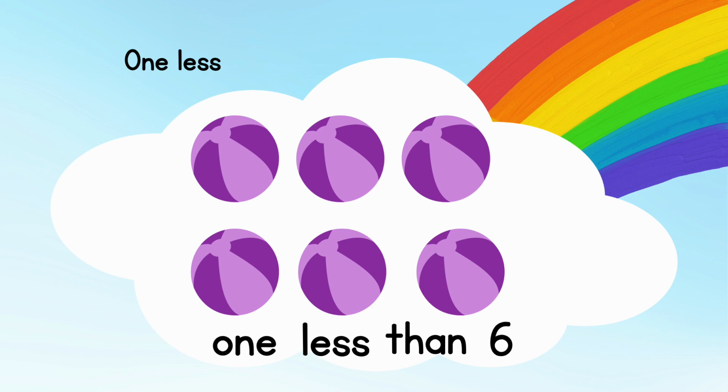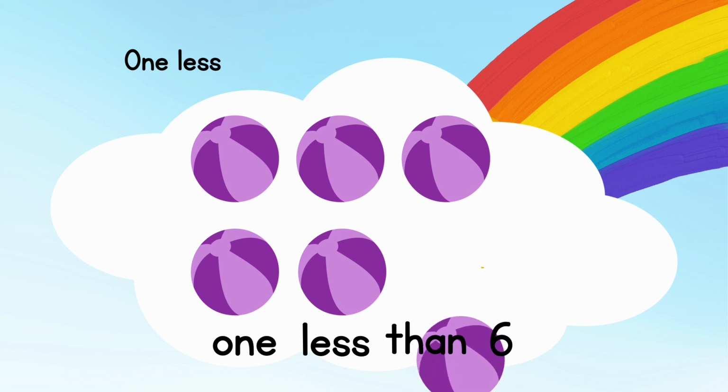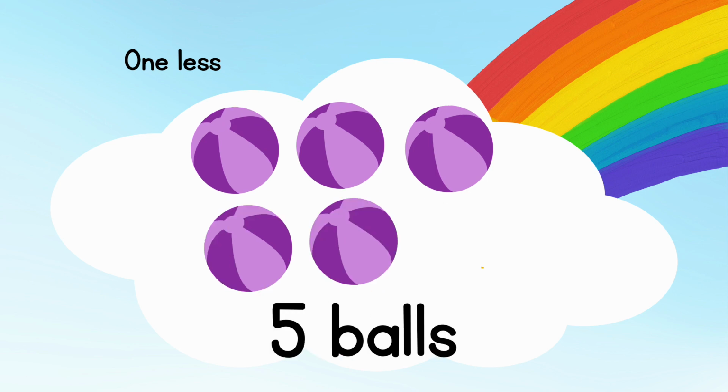6 beach balls. Let's count them. 1, 2, 3, 4, 5, 6. 1 less than 6 is, let's take 1 away. 1 less than 6 is 5 beach balls.